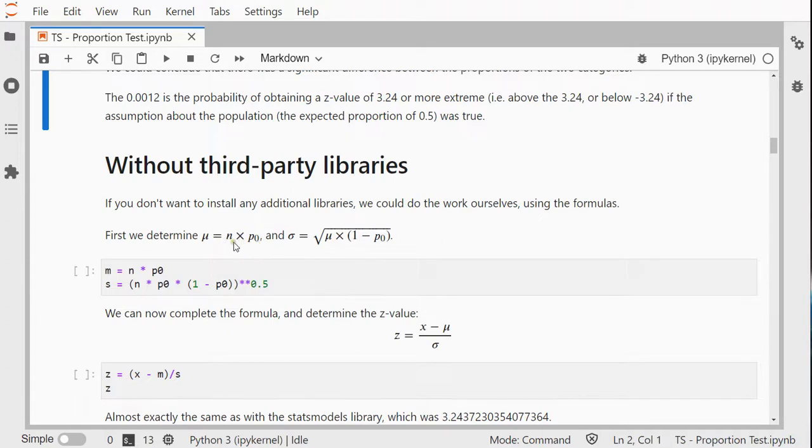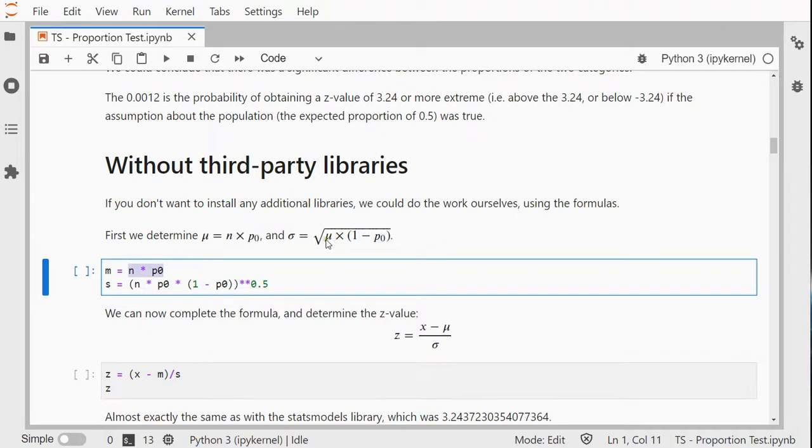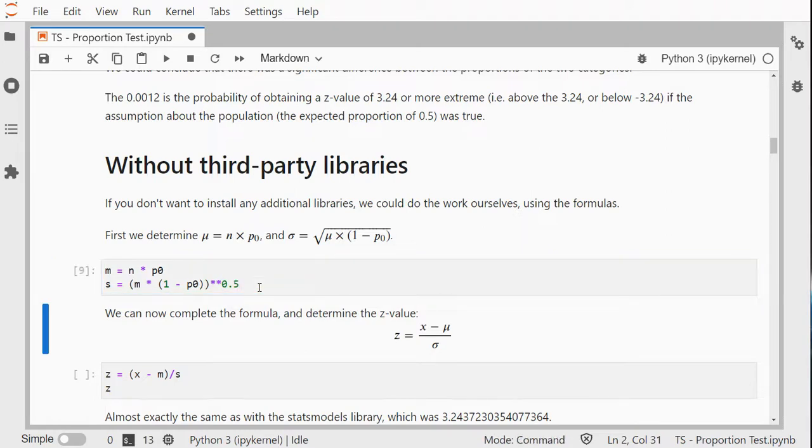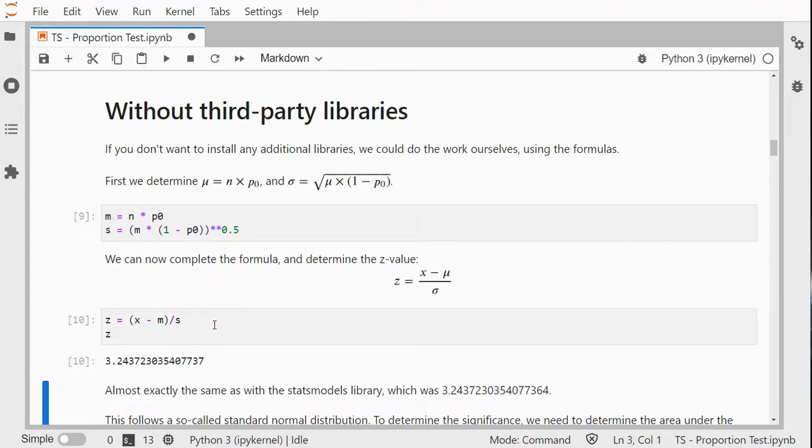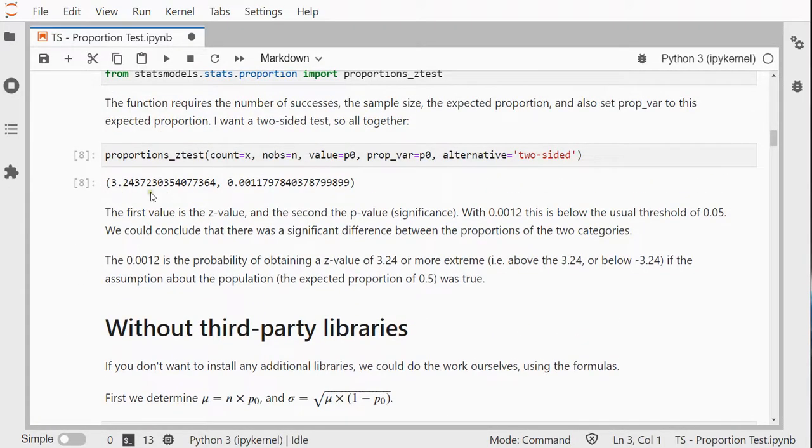We have the formula over here, which is n times my expected proportion. So I'm going to be loading that in. And this is the average times 1 minus that expected proportion. So this is going to be n times p0, that's the average. So I could just do here n times 1 minus the expected proportion, and this is raised to the power of a half, which is the same as taking the square root. Then I can calculate the Z value, and that's 3.2437, so you notice that's almost the same as over there.